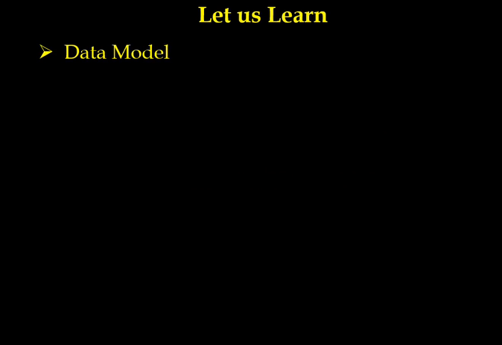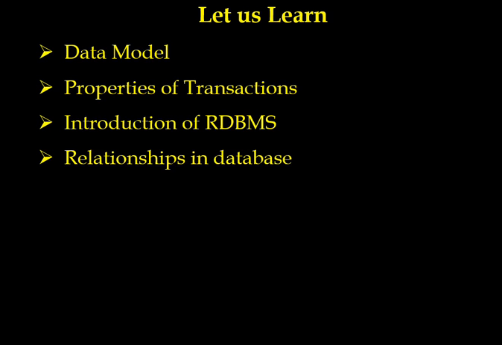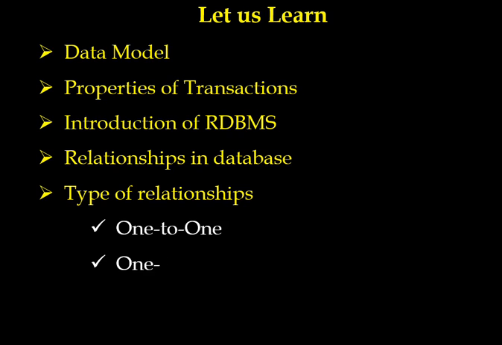What are the things we are going to learn? First, data model. Second, properties of transactions. Introduction of relational database management systems. Relationships in a database and types of relationship. In the types of relationship you are going to learn one-to-one relationship, one-to-many relationship and many-to-many relationship. In this lecture you are going to learn only the one-to-one relationship.